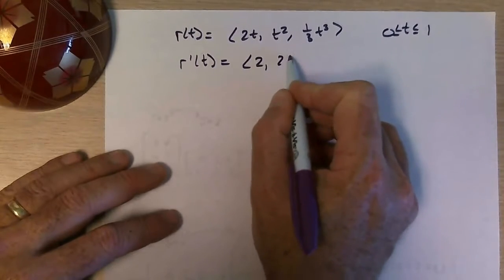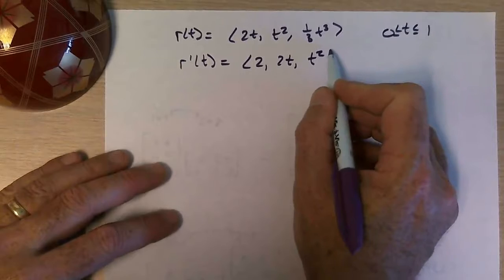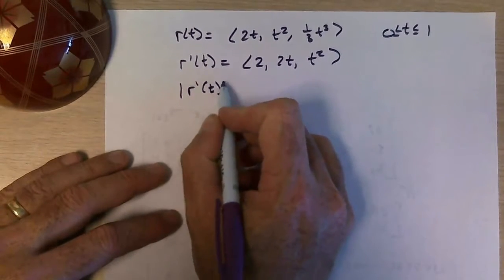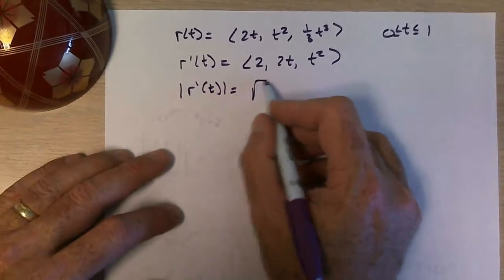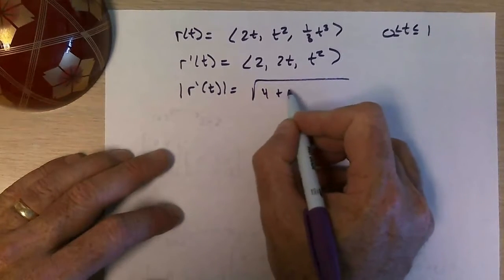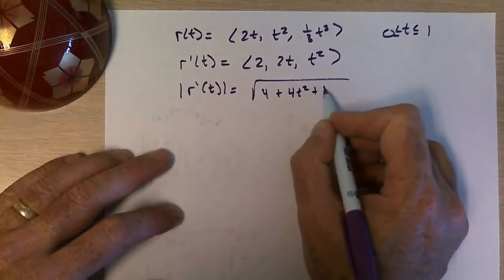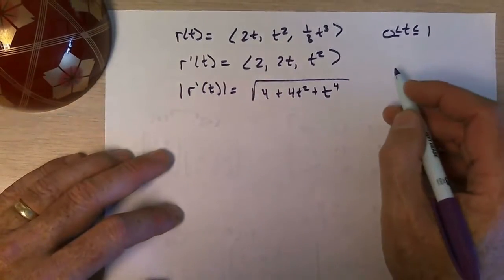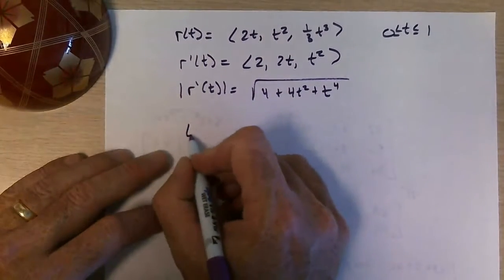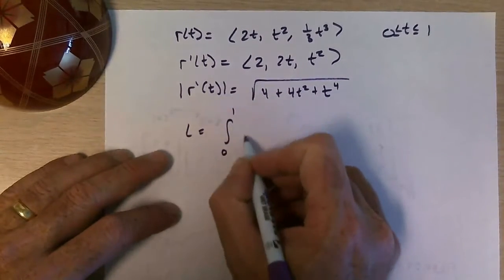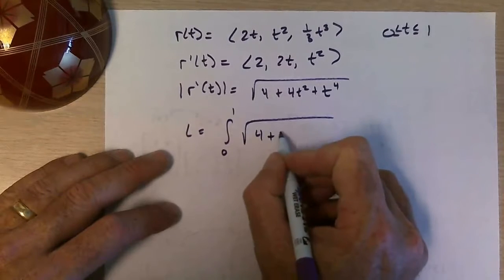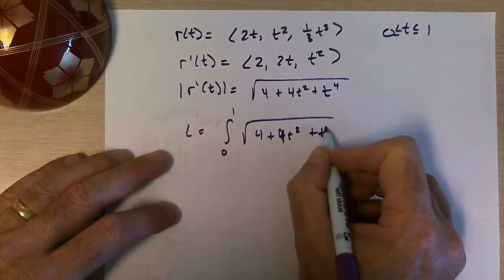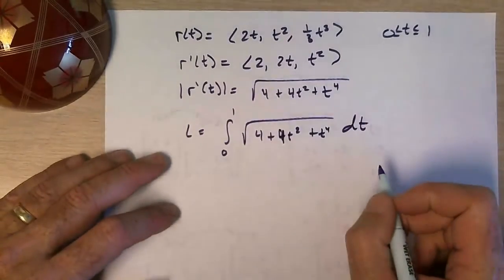Okay. The derivative is 2, 2t, t squared. The length of the derivative vector is the square root of 4 plus 4t squared plus t to the 4th power when you square each of those. And so the arc length is going to be the integral from 0 to 1 of the square root of 4 plus 4t squared plus t to the 4th dt.